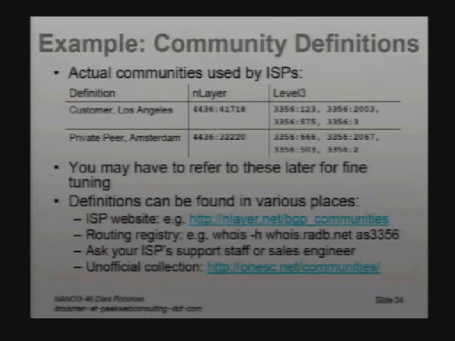An ISP like Level 3 will send you four separate communities. One will tell you it's a customer. One will tell you it's in Los Angeles. One will tell you it's in North America, and one will tell you, I forgot what the last one is. Doesn't matter. You get to look it up.